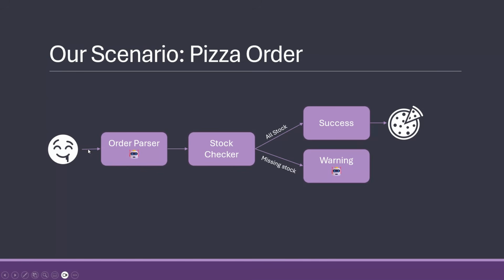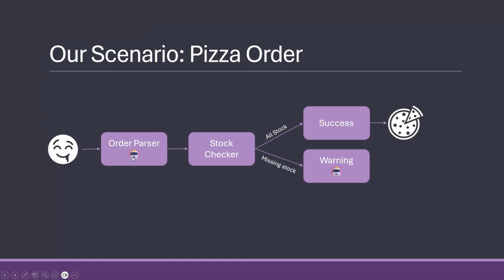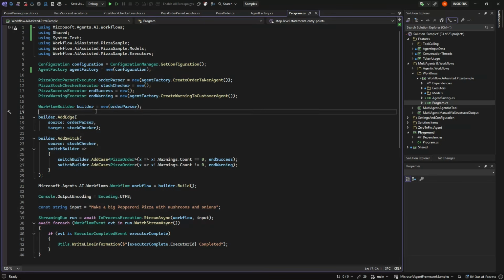But now we need to explain the edges. This one here is of course starting the workflow, but there are 1, 2, 3 edges. And the first edge is just passing along. So we are simply going in and building a workflow builder. And what we are telling the workflow builder is that the first executor should be the order parser, which we saw here. So that would always be the start of this workflow.